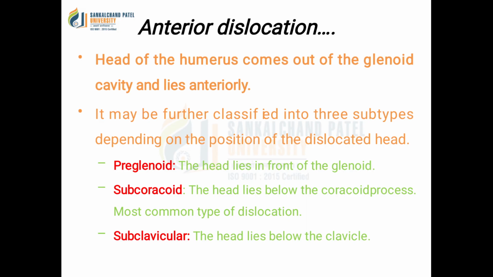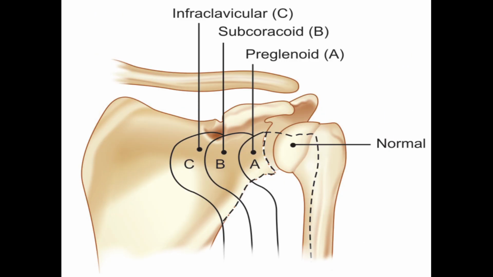Anterior dislocation. Head of the humerus comes out of the glenoid cavity and lies anteriorly. It may be further classified into three subtypes depending on the position of the dislocated head. First is preglenoid. The head lies in front of the glenoid. Second is subcoracoid. The head lies below the coracoid process. It is the most common type of dislocation. And third is subclavicular, in which the head lies below the clavicle. The figure shows the three types of anterior dislocation.